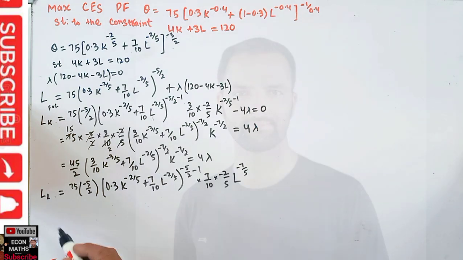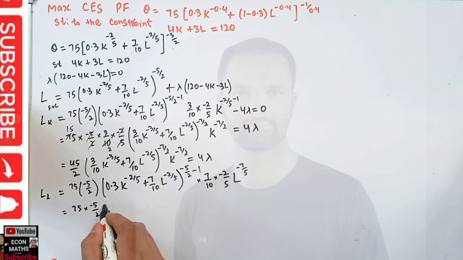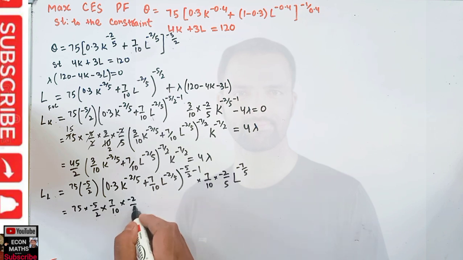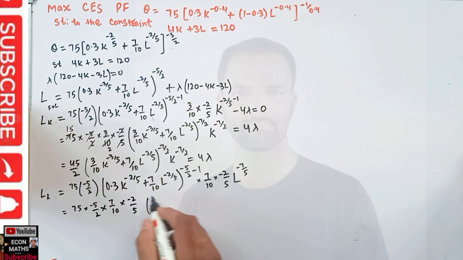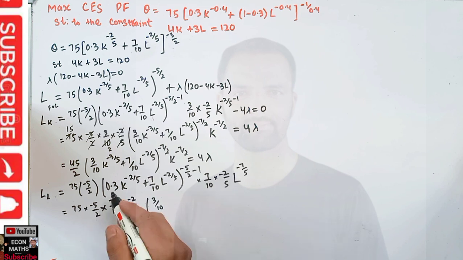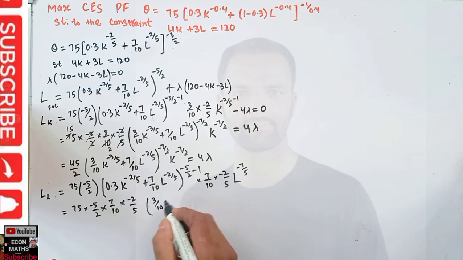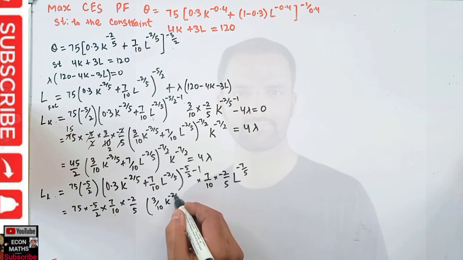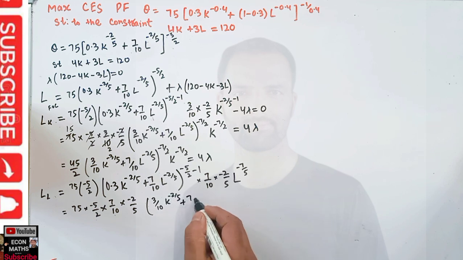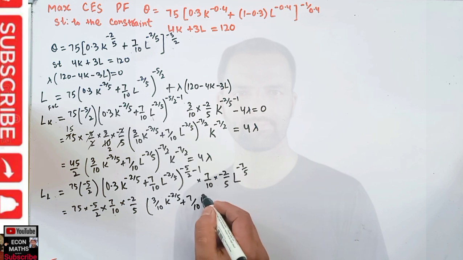Okay, now let's take these terms here. So we have 75 into minus 5 upon 2 into 7 upon 10 into minus 2 upon 5. Okay, and we are left with here 0.3, so I will write it again as 3 upon 10, to make it beautiful here. So we have k to the power minus 2 upon 5 plus 7 upon 10 L to the power minus 2 upon 5.